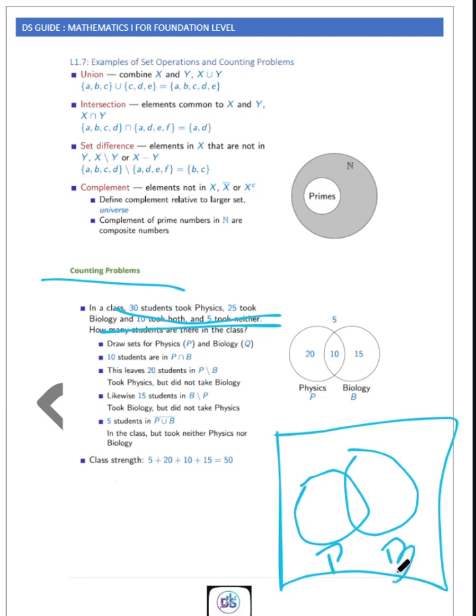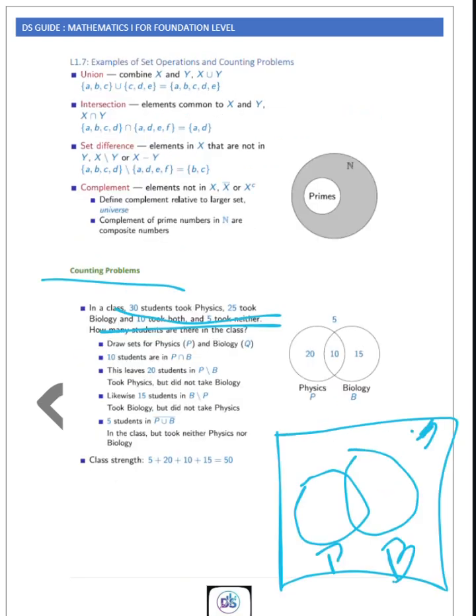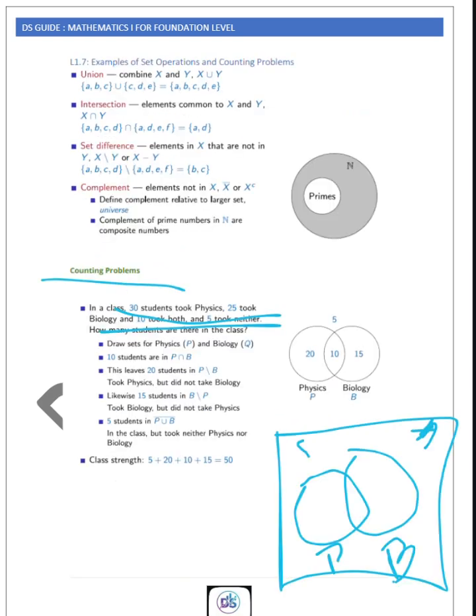See, whenever you are asked to draw a Venn diagram, start drawing from the last line. Like 5 took neither, that means 5 students will be here. Okay, 5. 10 took both, that means 10 students will be here in the intersection part.